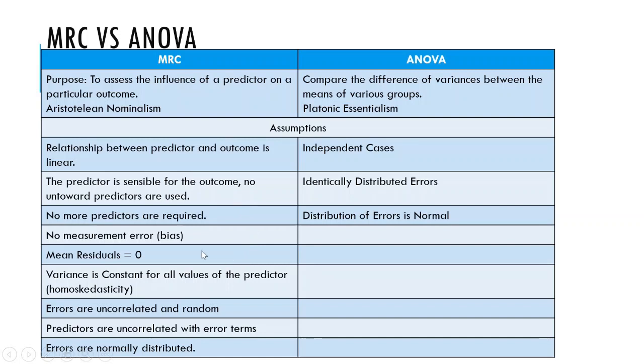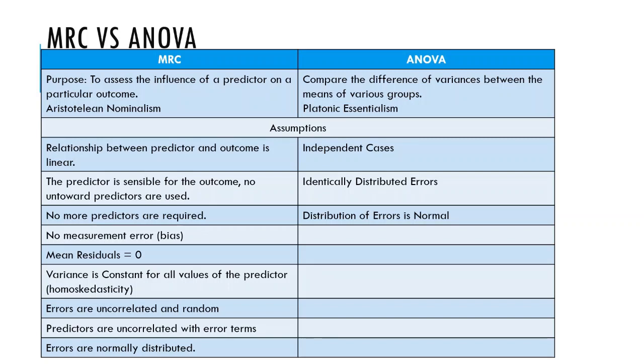There is no measurement error or bias, which means that all the error that we see is random and it's not part of any measurement that we've taken. Of course, we know that this is not completely 100% true as per Cortina, but it's something that we do assume at the same time. The mean of the residuals is equal to 0. The variance is constant for all values of the predictor, which means that the data is homoscedastic. Additionally, the error is not correlated and it is random. And again, the predictors are uncorrelated with the error terms, and you'd find that the errors are normally distributed.